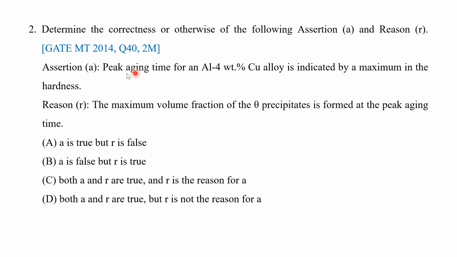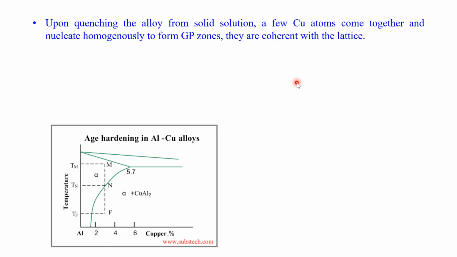For that, we need to understand the theory associated with precipitation hardening in aluminium copper alloys. So we have the aluminium copper phase diagram here. For an aluminium copper alloy, initially we heat the alloy to a point M, so that a homogeneous, single phase alpha alloy is there. From point M, it will be quenched to a point F, and F is in a region where there is alpha as well as the CuAl2 precipitate.